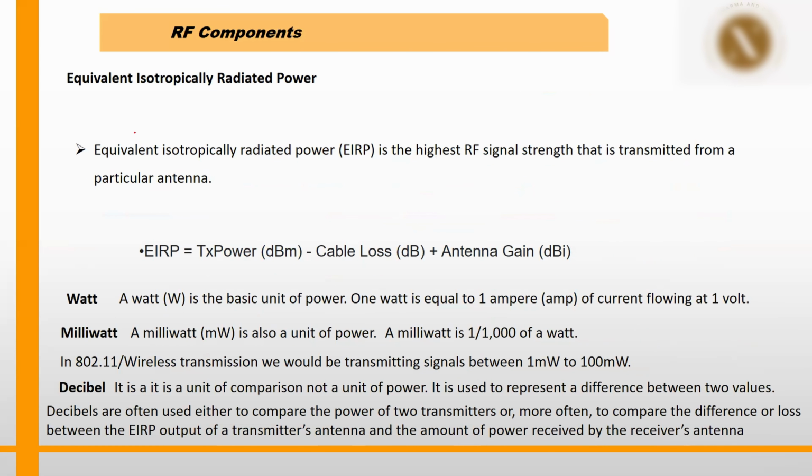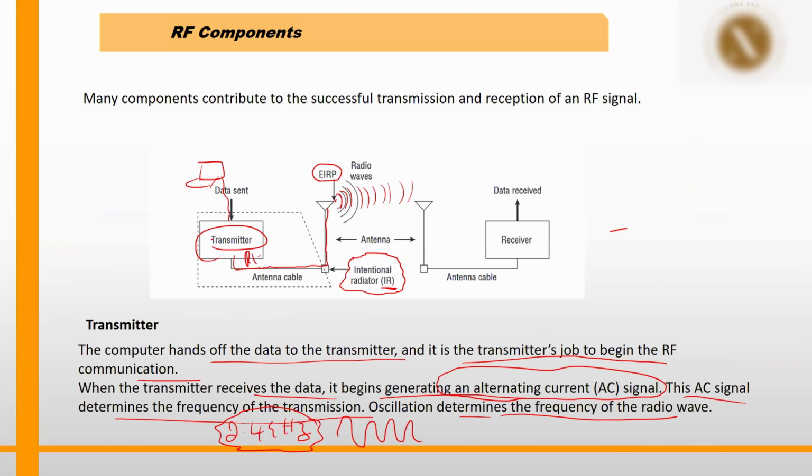So there is something called equivalent isotropically radiated power, EIRP. EIRP is the highest RF signal strength that is transmitted from a particular antenna. When the signal is transmitting from the transmitter, there is an antenna cable. The antenna cable will have impedance, that is nothing but resistance. So the cable will have some resistance, right? So maybe you generate a signal, but the strength will not be the same when it travels through to the antenna.